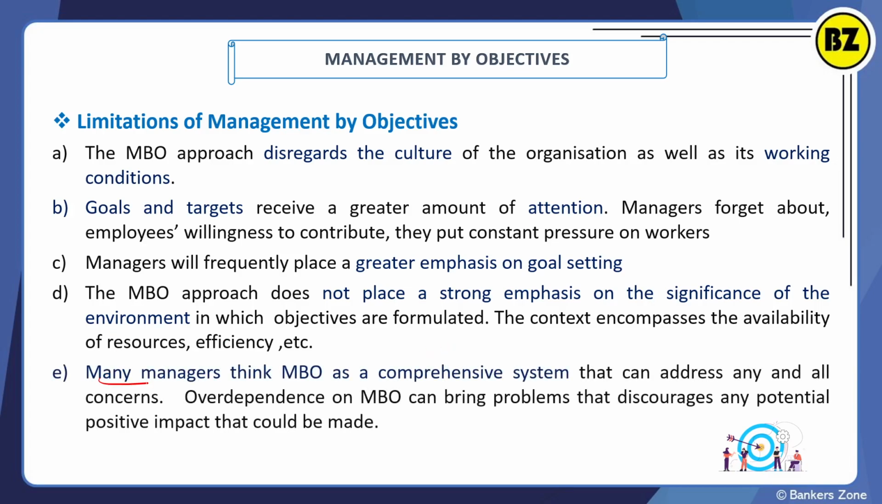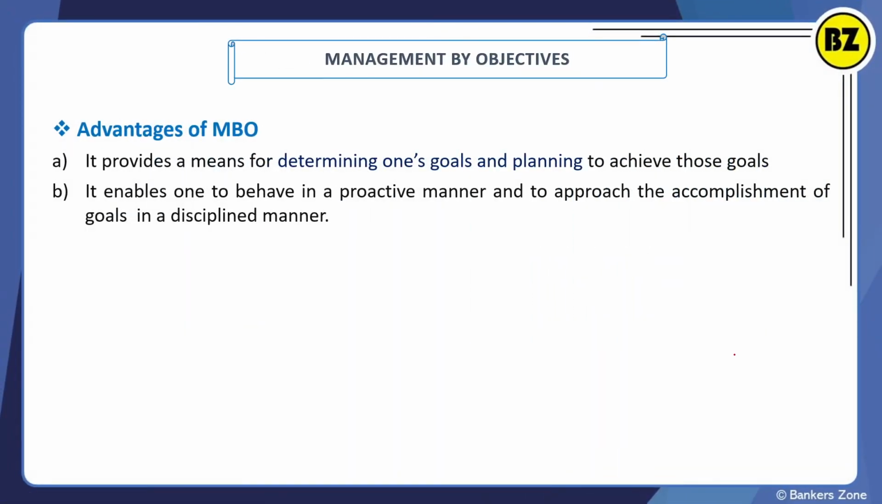Next, many managers think of MBO as a comprehensive system that can address everything. It may happen that a manager thinks, I have MBO and only MBO can solve all my problems. Okay, MBO means setting the targets, simply. So is that fine? No, it is not fine, right? Over-dependence on MBO can bring problems that discourage any potential positive impact it could make. So that can lead to a negative effect also. Now we see the positive things about MBO.